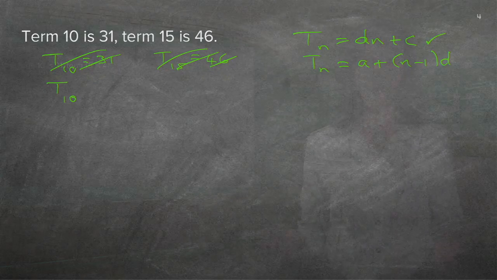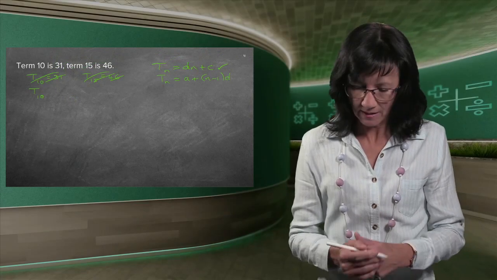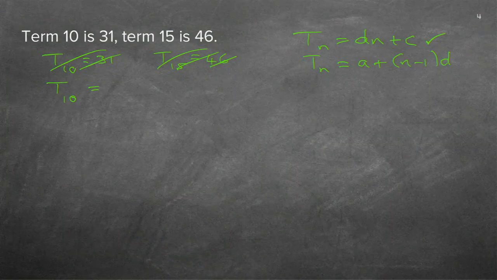Good. So once you've got your formula and you see T10, you're going to write down the formula. It's dn plus c. Remember the n in this case is 10 because they gave us term 10. So if I now say this is equal to 31, can you see here I've got an equation? And the minute you've got an equation, you can do something with it. So let's just write it neatly. T10 is actually 10d plus c is equal to 31. So there, I've got now a sum.